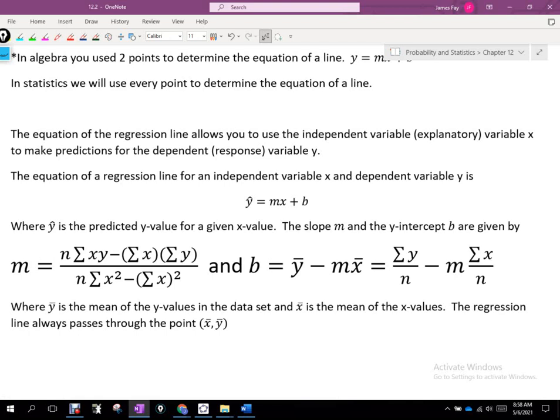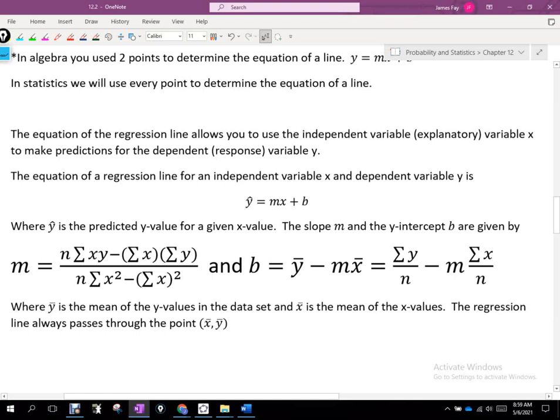Now, there are some calculations here that we've got to do that might seem bulky. They're not. When we look at this right here, the slope is n times the sum of x times y, minus the sum of x times the sum of y, all over n times the sum of x squared, minus the sum of x, that quantity squared. So that's how we find our slope. That's using all of our points to contribute to the slope.